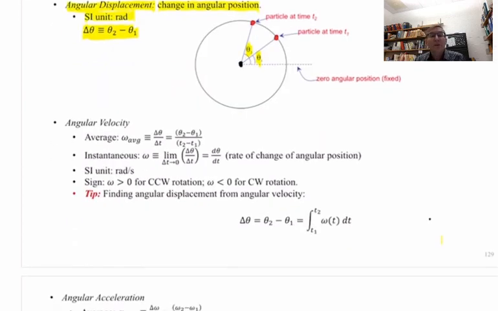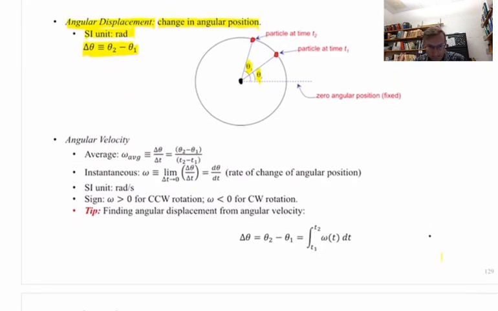Next, how about some way to measure how rapidly an object is rotating about a fixed axis? Yeah, how fast, how rapidly? We had that in chapter 2 for linear motion. We called it velocity. We have both average and instantaneous. Now we're going to have what's called angular velocity. Okay, both average and instantaneous.